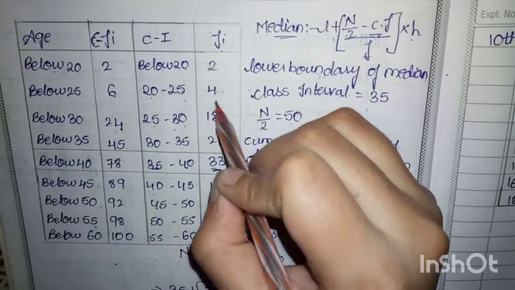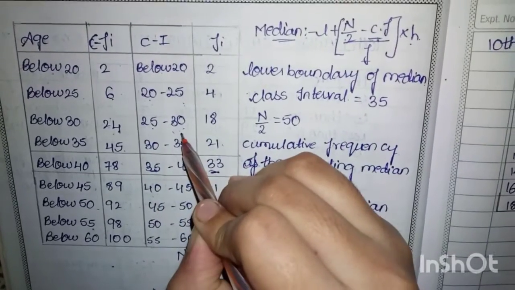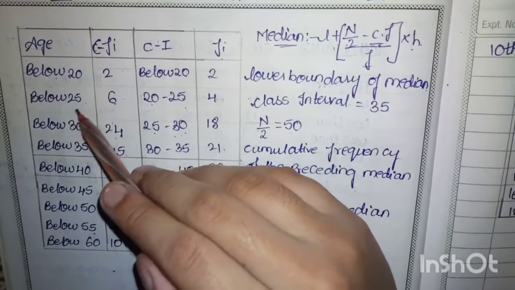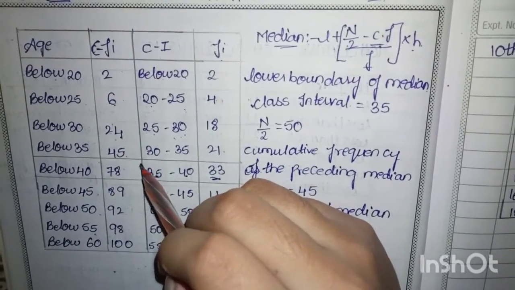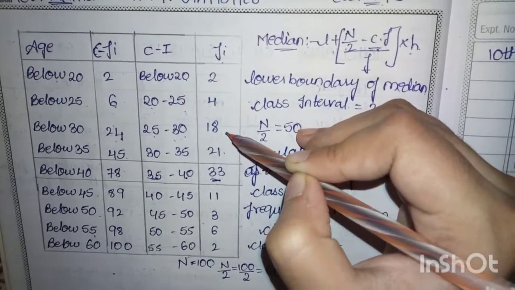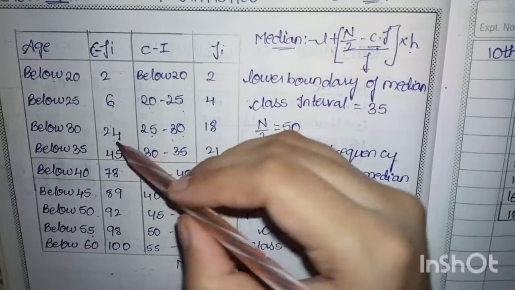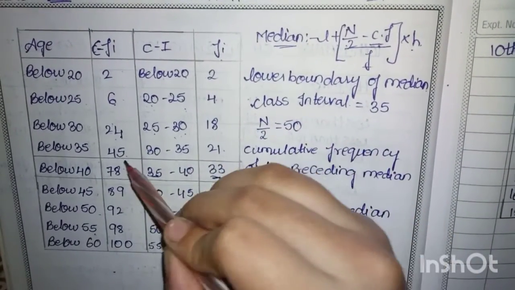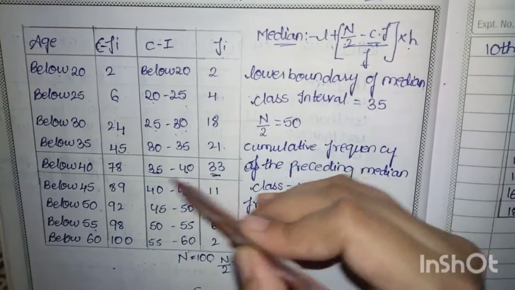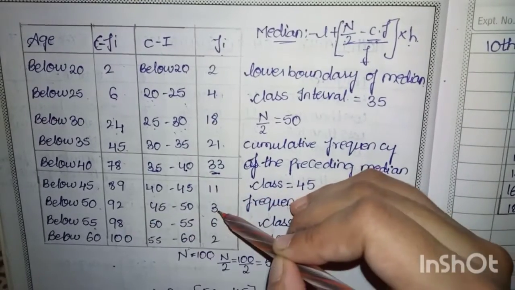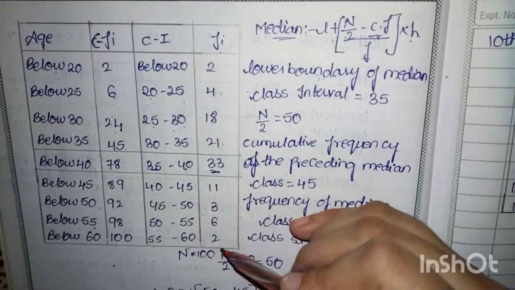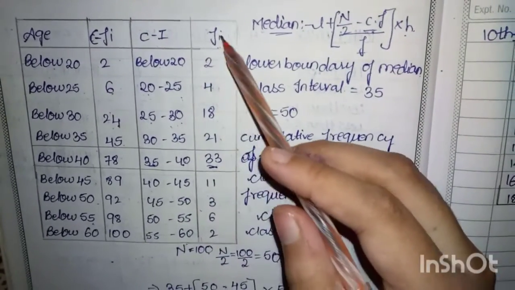Similarly, here we need the frequency between 25 to 30, but they have given us the frequency below 30, which means below 25 is also included, so we subtract again, that is 6 minus 24, it is 18. The same process continues to find the frequencies: 24 minus 45, 21; 45 minus 78, 33; 78 minus 89, 11; 89 minus 92 is 3; 92 minus 98 is 6; and 98 minus 100 is 2. In this way we find all the frequencies.